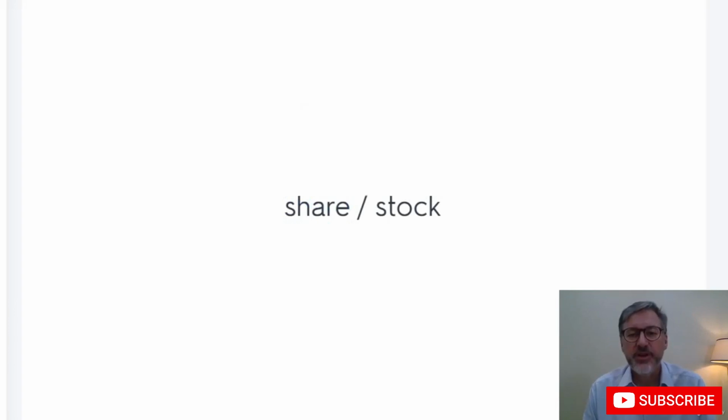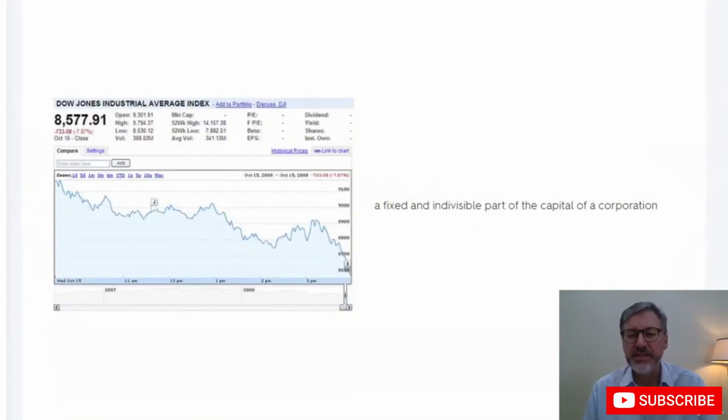Share or stock. Share is British English. Stock is American English. A share is a fixed and indivisible part of the capital of a corporation. It means the part of a company or corporation that an individual owns. Companies sell shares to raise money, to raise capital. The value of shares can go up or down.